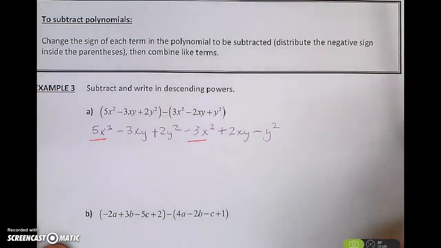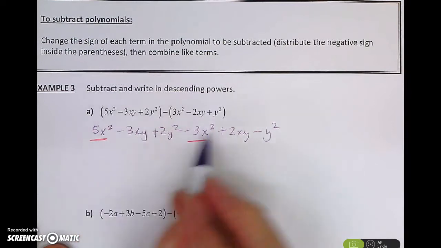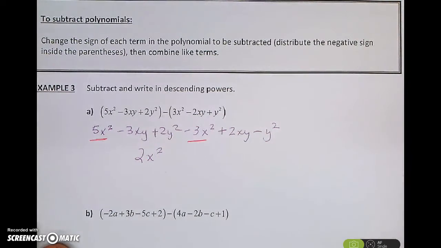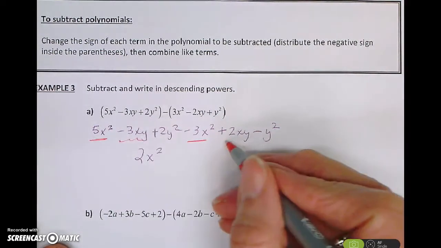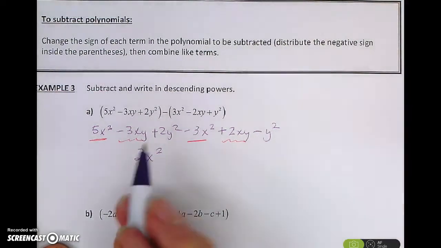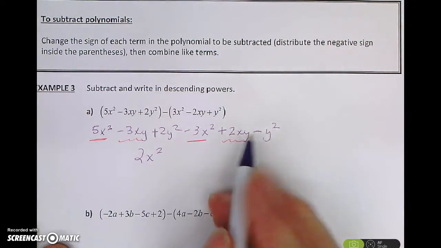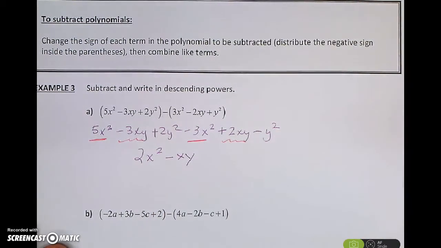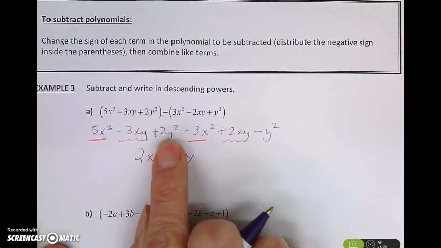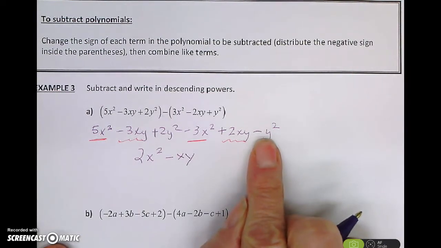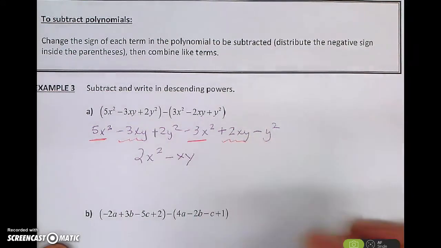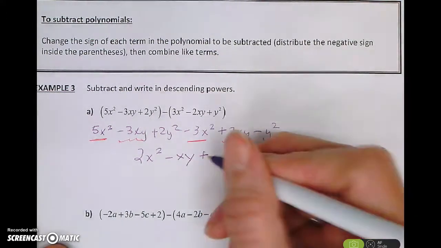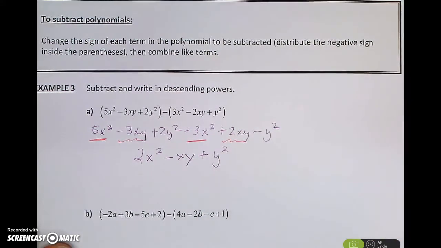So here I have a plus 5 and a negative 3x squared. So 5 minus 3 is 2x squared. So then I have a negative 3xy and a positive 2xy. Those are like terms. Negative 3 and positive 2 is negative 1, so I'm not going to write it. So just negative xy. And then lastly, I have 2y to the second minus 1y to the second. So 2 minus 1 is 1, which I'm not going to write. So it's a positive 1. So plus y to the second.